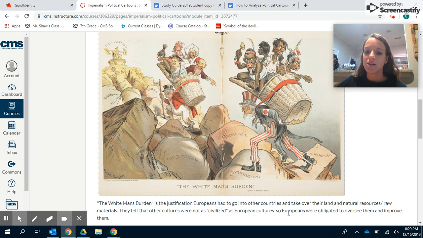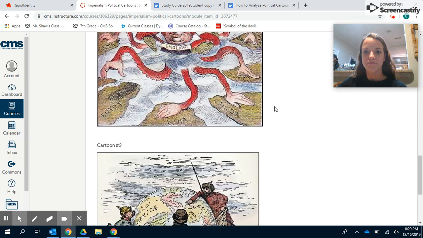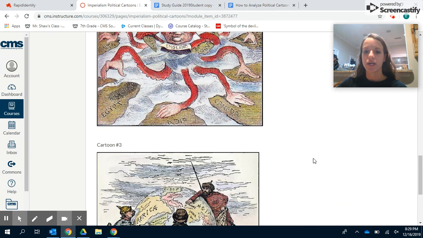But down here it says they were obligated to improve them. So make sure that you understand that this is a very skewed perspective, and it does not make it okay that they did this. This is just us trying to understand the European side. So again, write that on page 40.